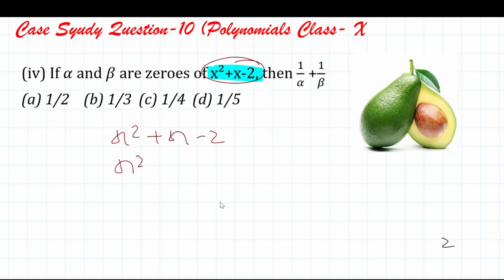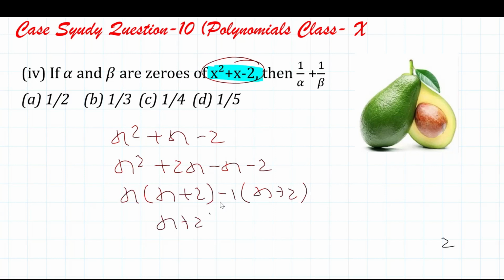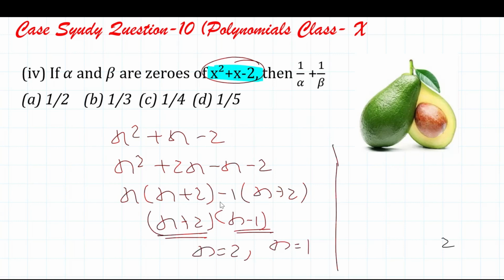Let's say I factorize from the factors of 2, I need positive 1. So you may write 2x minus 2. If I take x common, it is x plus 2, minus 1 common, x plus 2. So finally it is (x plus 2) and (x minus 1). Equating this with 0, it is minus 2. Equating this with 0, it is 1. Now we can say from here, as I said, this is not always factorizable, but in this question we get alpha as minus 2 and beta as 1.